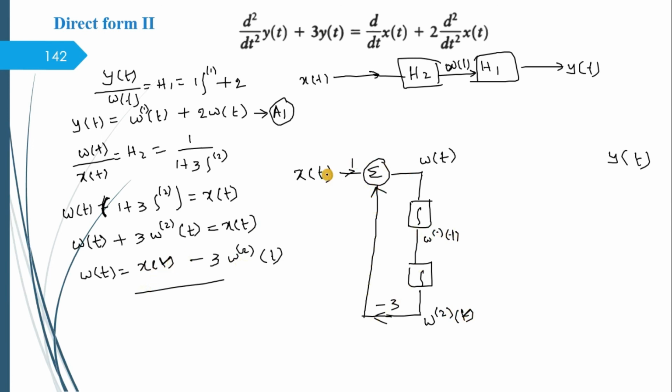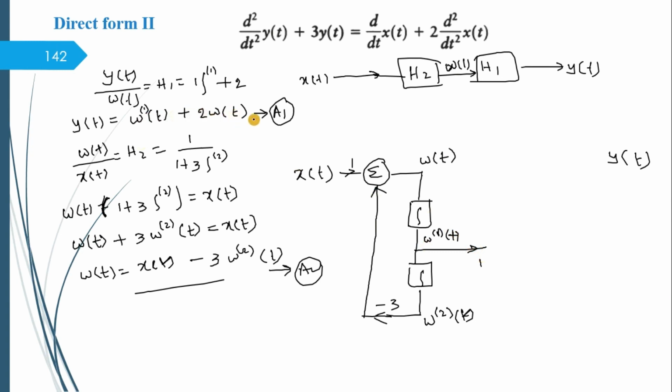W of t is nothing but x of t, plus minus 3 w2 of t. So this will give me w of t. Now y of t. Refer to the a1 equation. This I call as a2 equation. Refer to a1 equation. So y of t is got by one time integration of w of t, which is already here. Take this. What's the constant? Constant is 1. Write it.